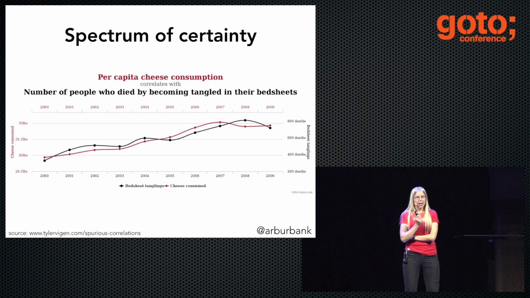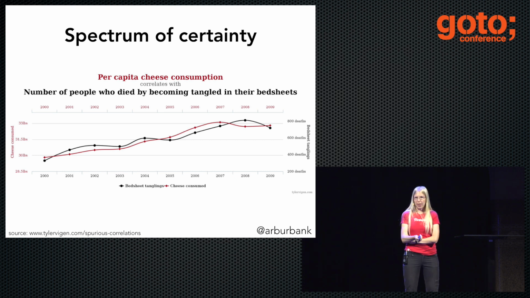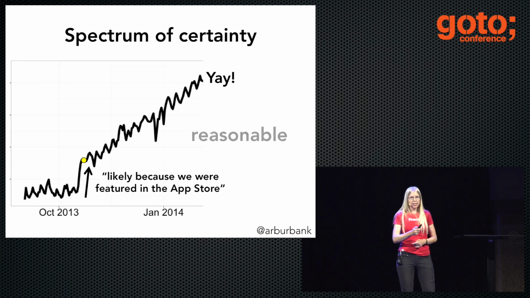here's an example. Per capita cheese consumption correlates very strongly with the number of people who die by being tangled in their bed sheets each year. I can make a story for that. If you eat a lot of cheese, then you get indigestion, and then you don't sleep that well, you're tossing and turning in bed, you get tangled in your bed sheets, and you die. That story is not entirely unreasonable. This story also not entirely unreasonable. Maybe it is very, very likely that being featured in the App Store will lead to a growth in our users. But how much? Is my lovely story correlation or causation?